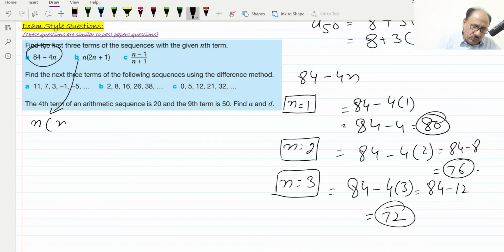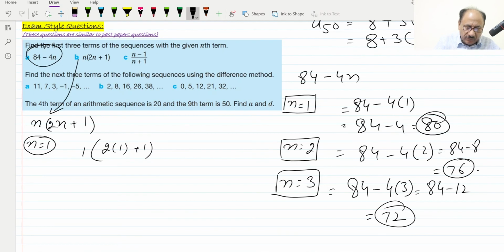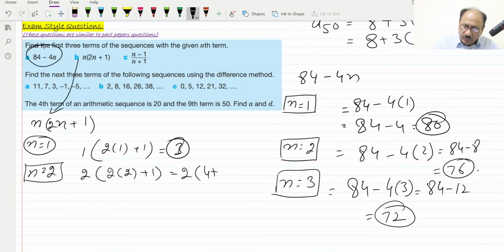n into 2n plus 1. So for the first three terms we will be replacing n is equal to 1 for the first term, so it will be 1 into 2 into 1 plus 1, which is 3. So we'll get this first term as 3. For the second term we can replace n is equal to 2. It will be 2 into 2 times 2 plus 1, and this will be 2 into 4 plus 1, which is 5 into 2, which will be 10. So this will be our second term.